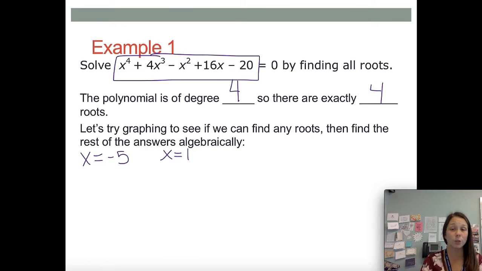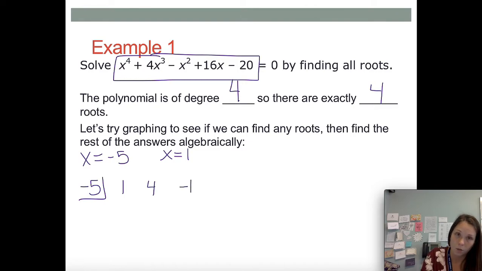So what we're going to have to do is go through our synthetic division process twice in order to get something that we can then factor. And it doesn't matter which one of these zeros you start with, you're going to end up with the same answers in the end. So I'm going to start with -5. -5 goes in my box, and I'm going to start my synthetic division process. My coefficients are 1, 4, -1, 16, and -20.